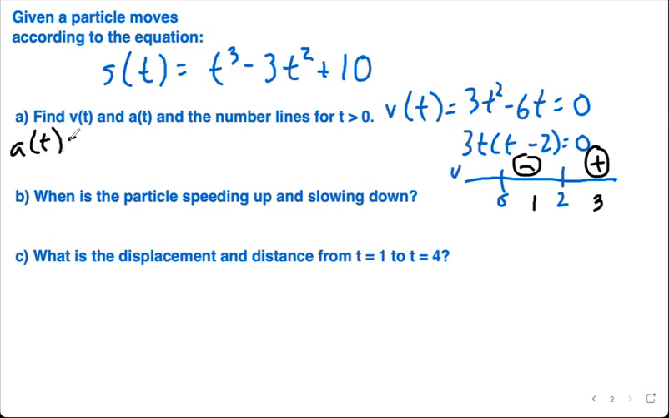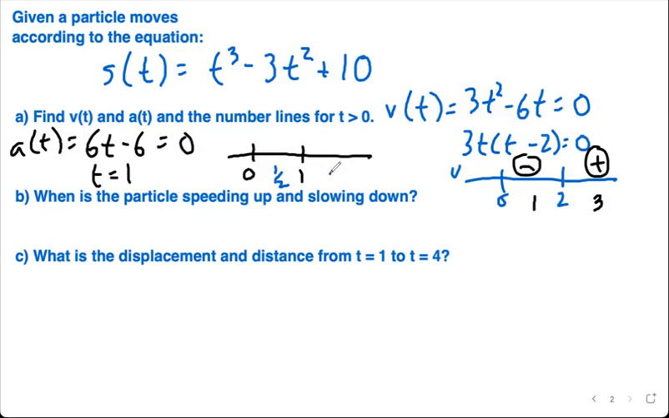Then the acceleration equation, I take the derivative of the derivative, 6t minus 6, set that equal to 0, and I get t equals 1 second. So I draw a number line again. I include 0 because we're assuming time is positive here. We're moving forward. So from 0 to 1 seconds, we're going to go ahead and plug in a number before and after, like maybe 1/2 and 2. Plug a 1/2 into the acceleration equation. Half of 6 is 3, minus 6 is negative. Plug in a 2 and it's positive, and that's my acceleration number line.